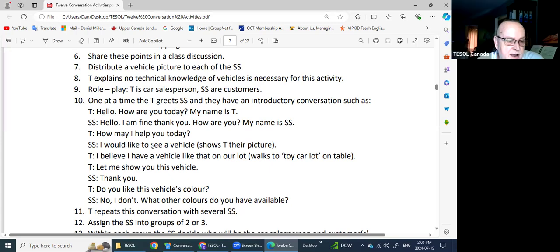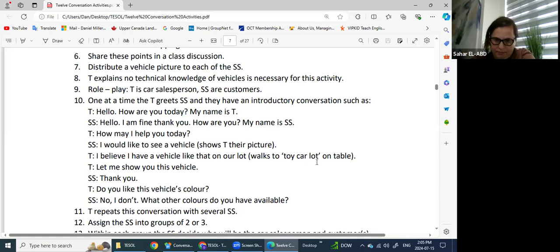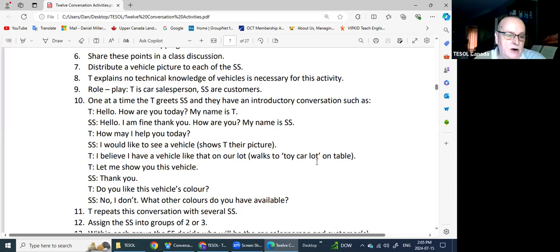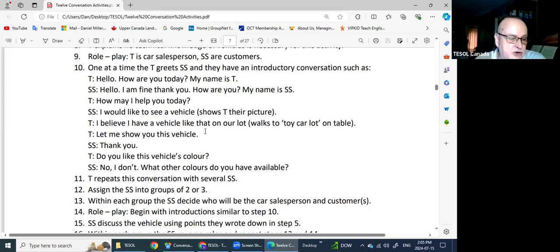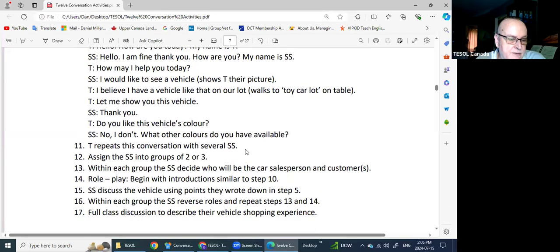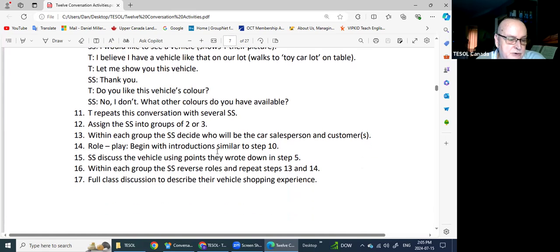And so then I have set up on a table, I have set up a toy car lot. So I've got a car lot with toy cars sitting on it. And the teacher, as the salesperson, says, let me show you this vehicle. Do you like the vehicle's color? What other colors do you have available? And then they repeat that conversation with several students.